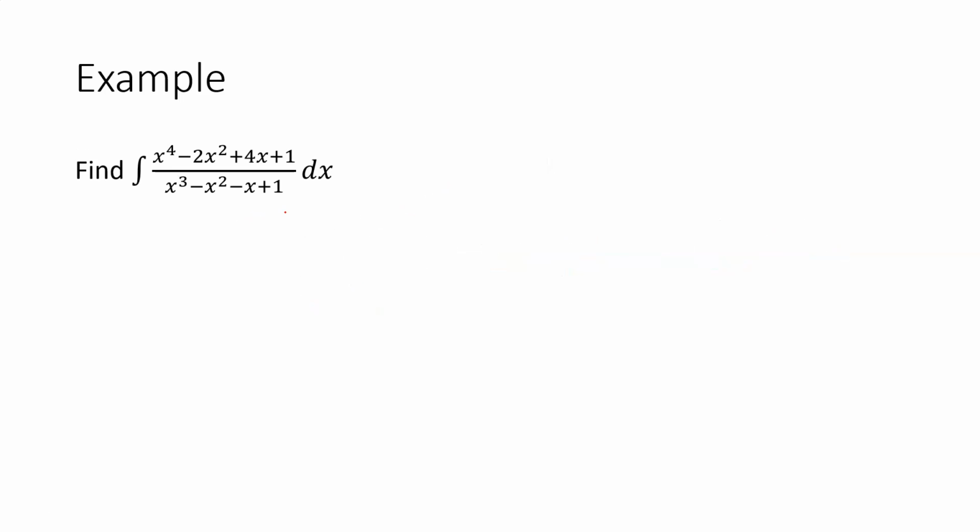Let's practice this with an example like this. So here we've got x to the 4th minus 2x squared plus 4x plus 1 all over x cubed minus x squared minus x plus 1. Now the first thing that I notice is that this is improper. So we need to do long division. Before we can do our partial fractions, we need to reduce this into a form where it contains a proper rational function. So let's work out the long division now.